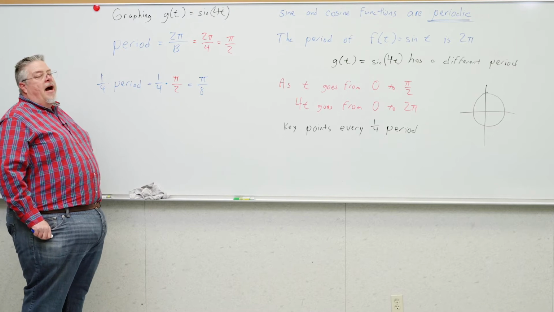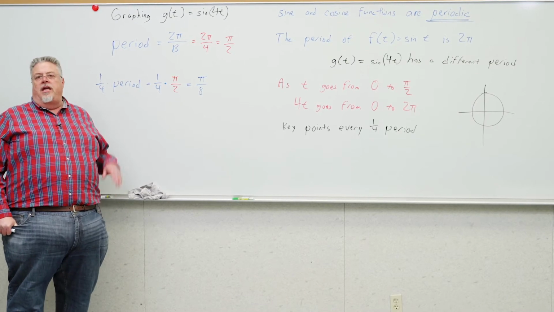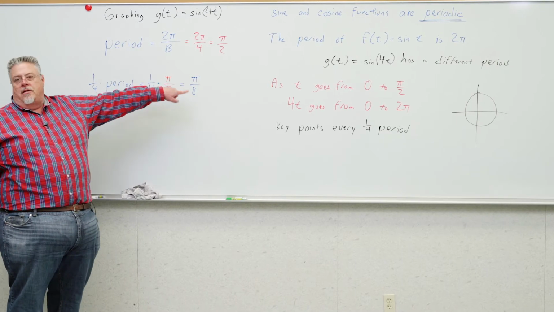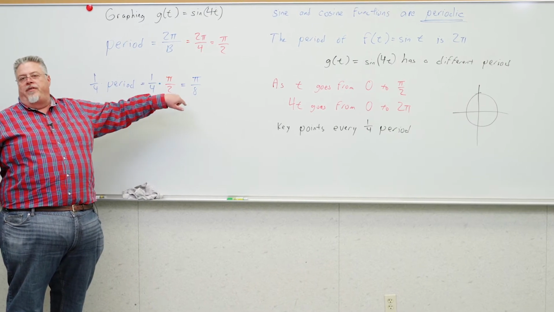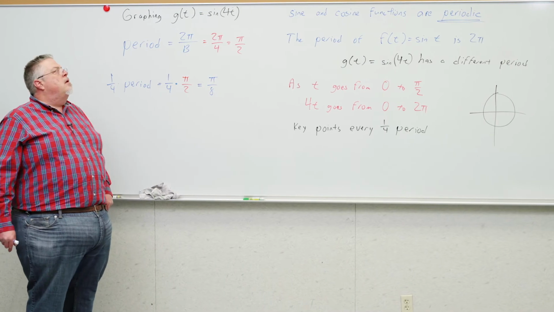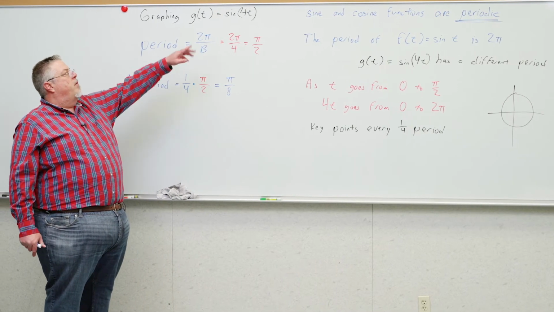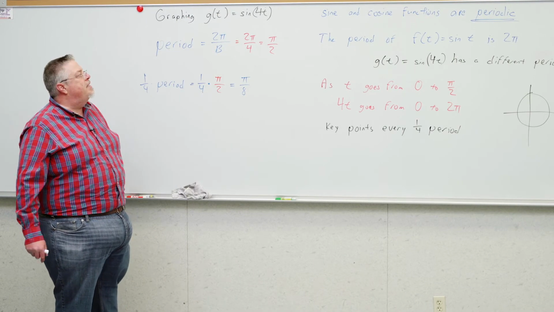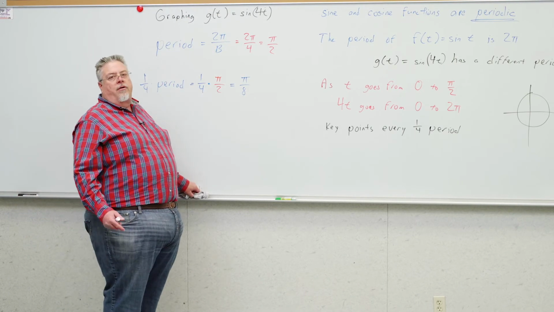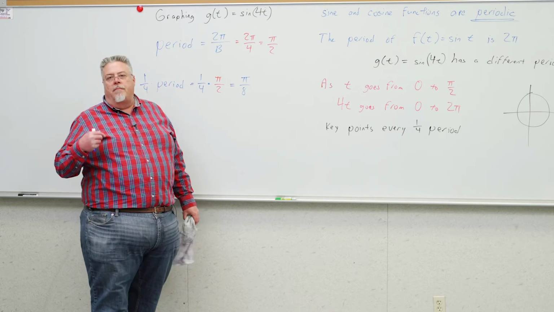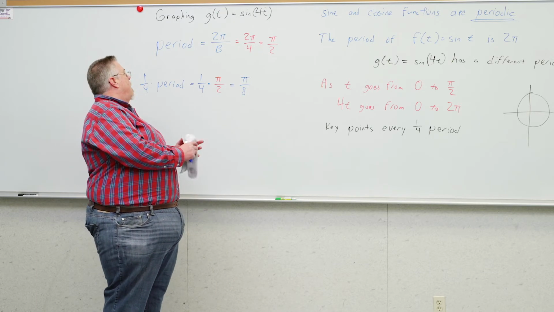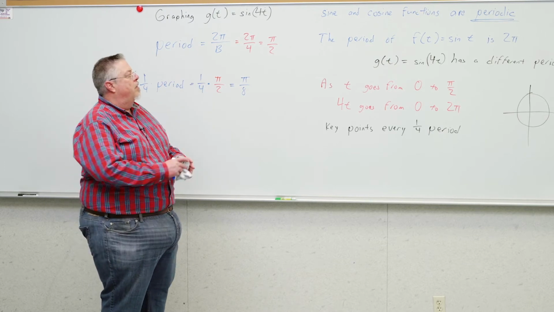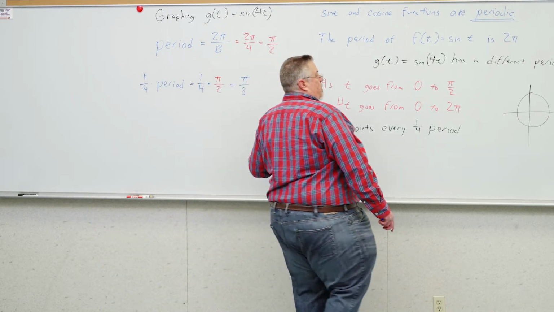When I make my table of input values and output values, I want to pick input values every pi over 8. So again, we don't want to just be randomly throwing 0, 1, 2, 3, 4, 5 into that function and hoping it leads us to how to graph it. I want to pick my values strategically. And to pick them strategically, I want to pick them every pi over 8. So here's what my table is going to look like.